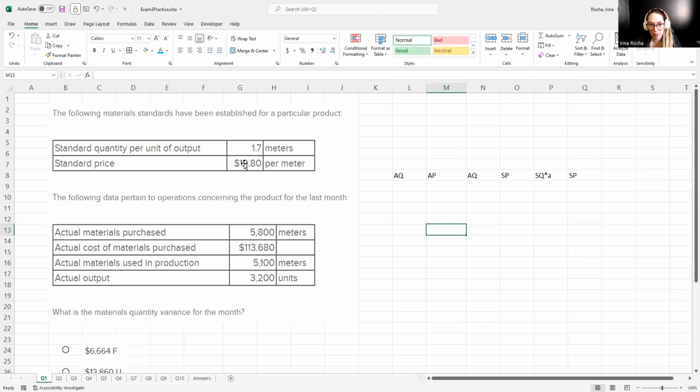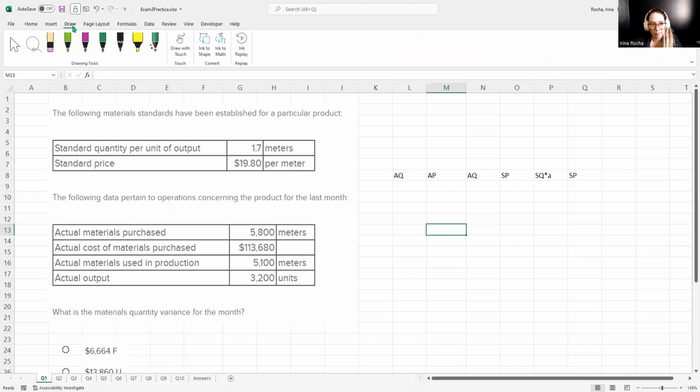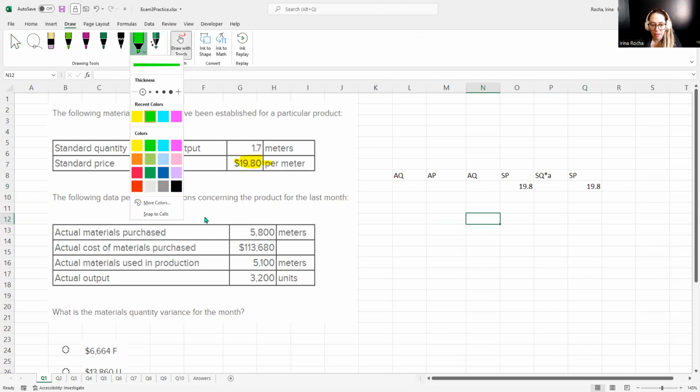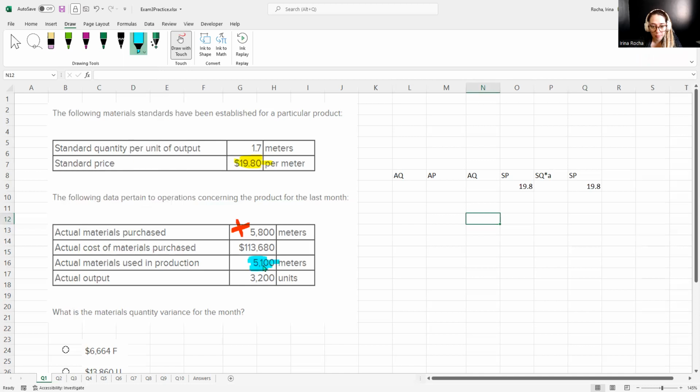The standard price is right here, right? So right there, we have standard price, and we can just type that in. 1980, 1980. Standard quantity. Here we have to pay attention, because if you're talking for the month, it's not the amount of units that were purchased. That's not it. We're going to use the amount of units that was actually used. So that would be this one right here. That's what we need for actual quantity.